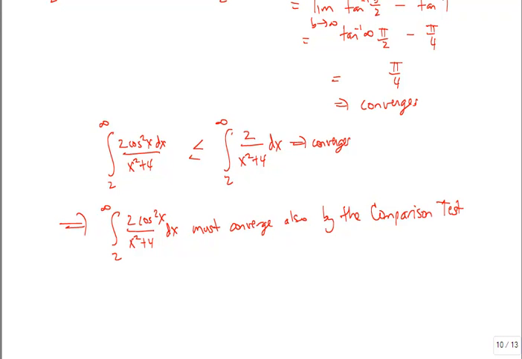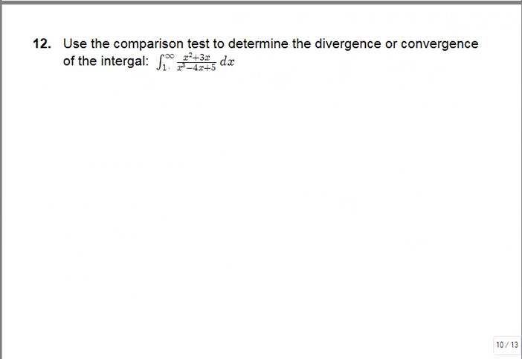Okay? So let's try this again for another example. This time we want to test the divergence or convergence of this integral here from 1 to infinity of x squared plus 3x over x cubed minus 4x plus 5. So what we want to do is figure out whether or not this diverges or converges, and obviously this is not a nice one to be able to integrate directly because it is this really yucky rational function.